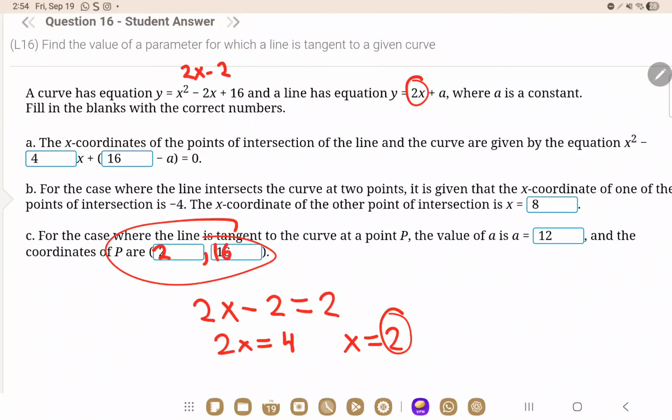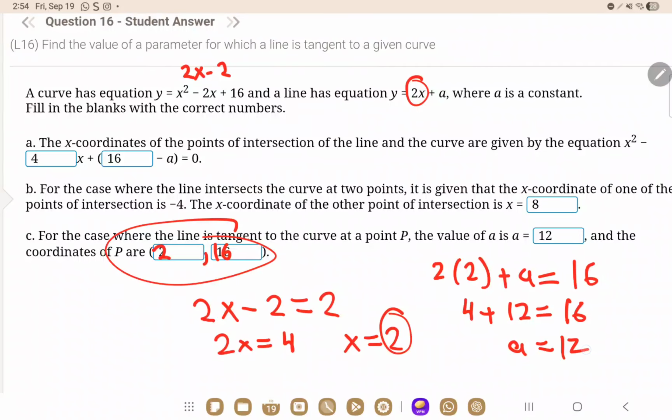So far, very easy. Then, to find a, we need to substitute the point into this equation. So 2 times x, which is 2, plus a gives you 16. Now, 4 plus something gives you 16. 4 plus 12 equals 16. a is 12. And that's how you solve it the first way.